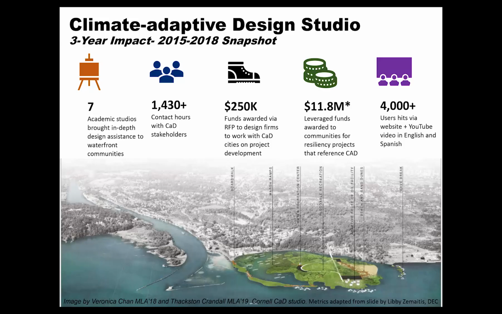Another way we look at it is through our metrics. And this is on the community side. These are actually dated numbers. But over the last 7 studios, we've had over 1,400 contact hours working with these cities, probably more now. And because of the successes that we were seeing, the DEC, the Department of Environmental Conservation, put out an RFP and said, you municipalities that have been working with the Climate Adaptive Design Studio, you put forward that effort, we invite you to find a landscape architecture or design firm to actually apply for an RFP, a request for proposals, to be awarded grant funding to move it forward. You invest the time, we'll invest in you moving forward with some of these ideas.